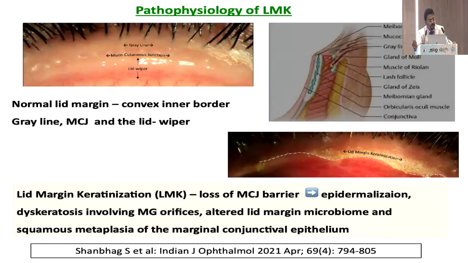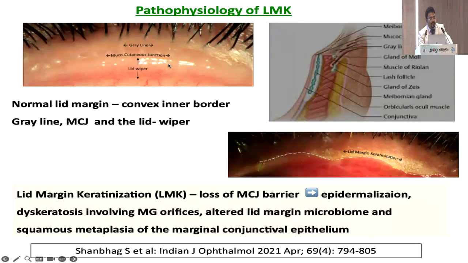If we look at the normal lid margin anatomy, it has a convex inner border. Both upper lid and lower lid have this convex inner border. Then there is the gray line, and then come the meibomian gland orifices, then the mucocutaneous junction, and the lid eye part.